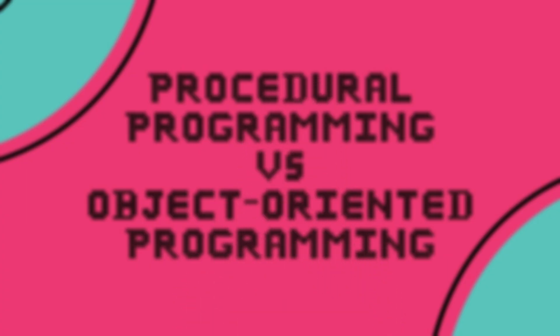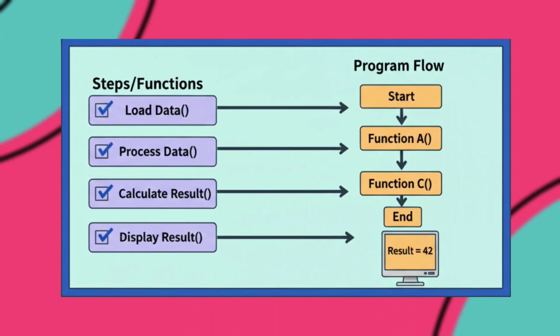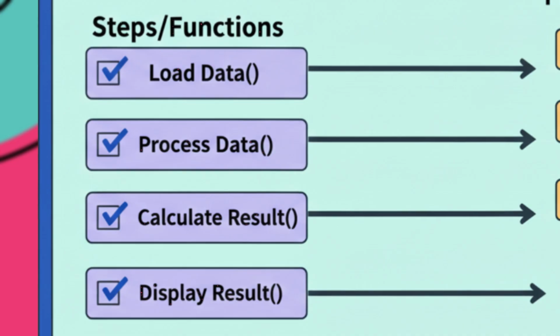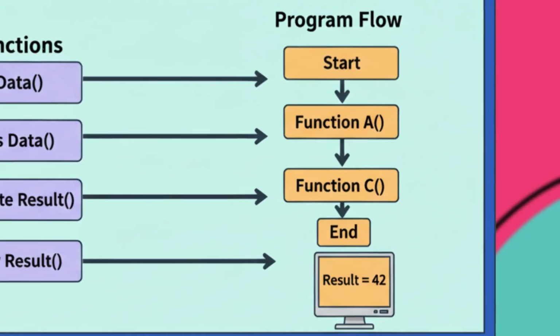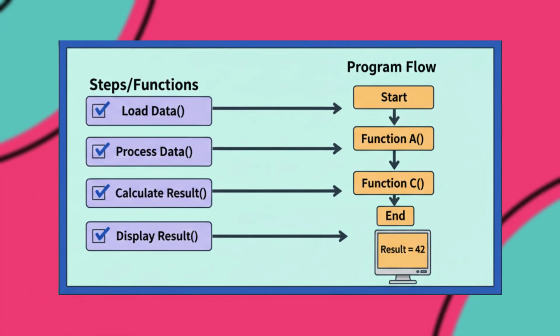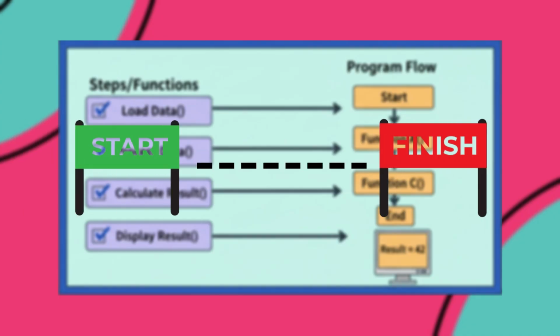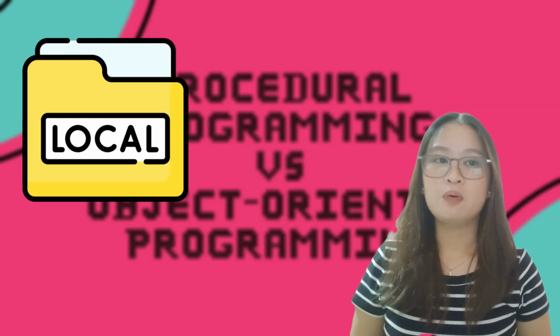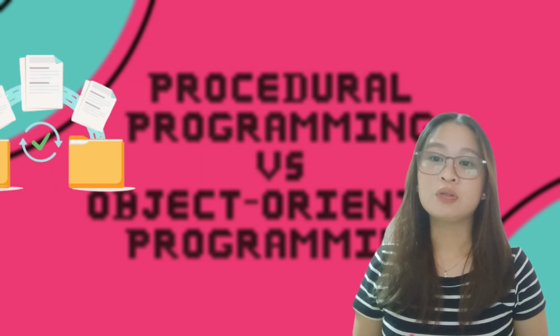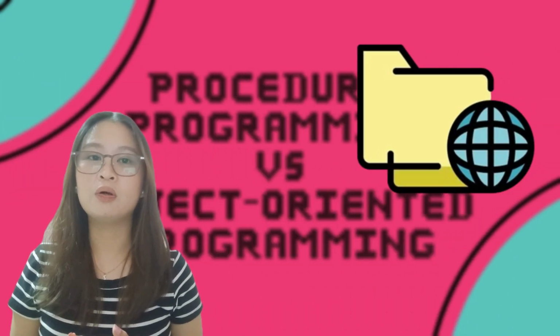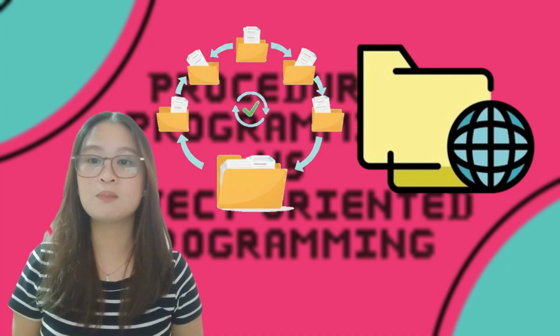So now we will move on to the second part of the discussion, which is procedural programming versus object-oriented programming. Procedural programming organizes code into functions or procedures that perform a specific task. It follows a linear flow with a clear start and end point. Variables can be local, or accessible within a function, or they can also be global, or accessible across functions.